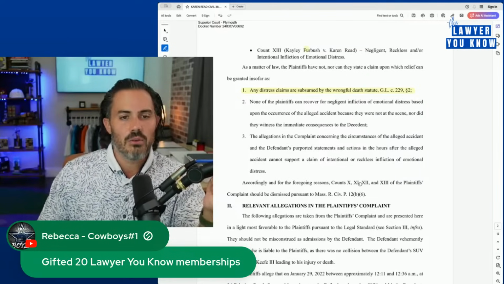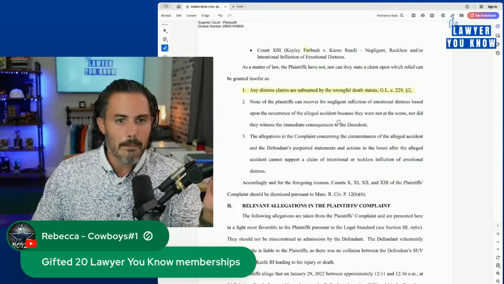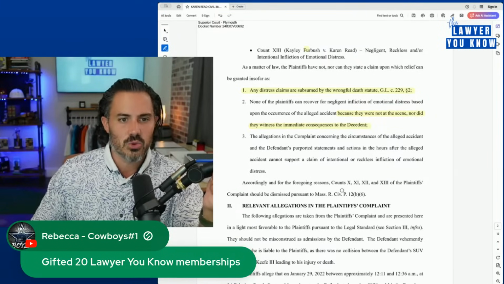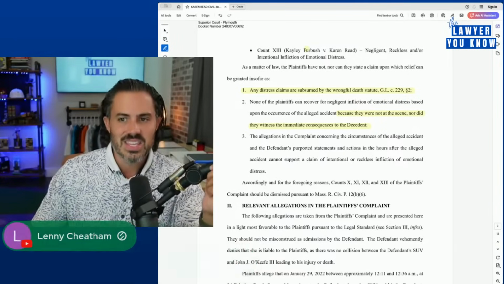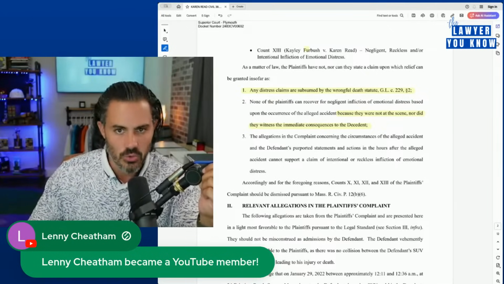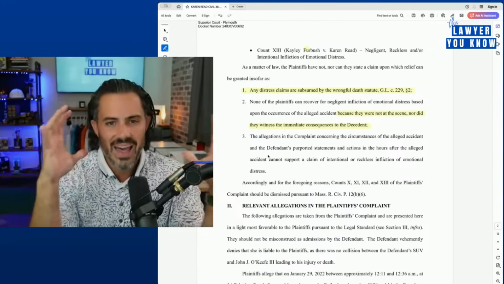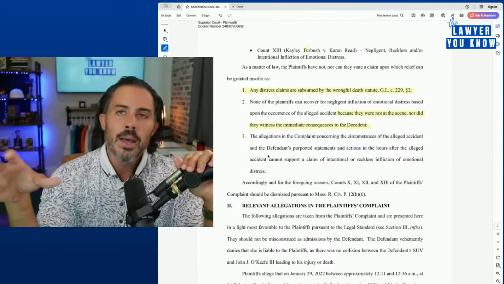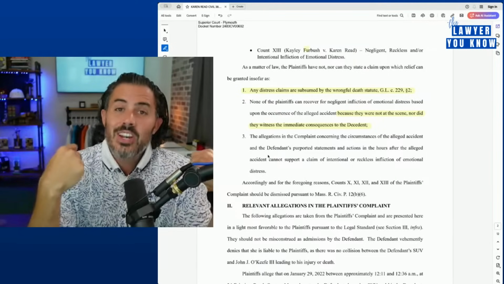None of the plaintiffs can recover for negligent infliction of emotional distress based upon the occurrence of the alleged incident because they were not at the scene, nor did they witness the immediate consequences of the decedent. So what that means is they were not in the zone of danger, as we say. They were not in the impact zone. And we're going to dig into that more as we get into this complaint. But many times when you have the infliction of emotional distress claims that come along with other claims, you have to be physically there, almost seeing it or touching it, and it almost happening to you.